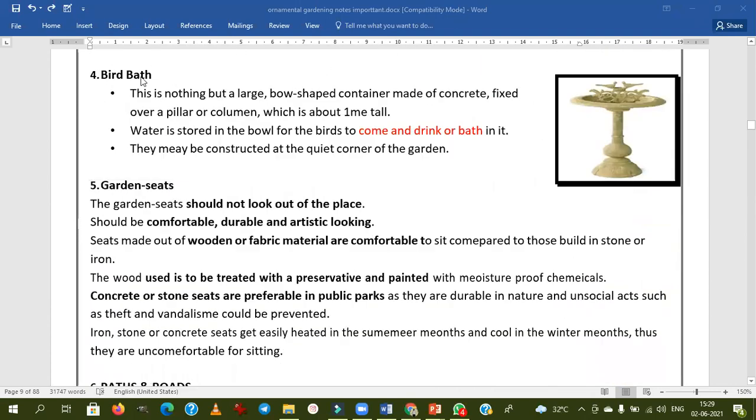Then bird bath. Bird bath means it is a container made up of concrete or any other pillar or column. It contains a shallow vase. The water is filled in it, and usually the birds will come and drink the water and bathe. This will create mobility in the garden. That's why in every garden, the bird bath is common.